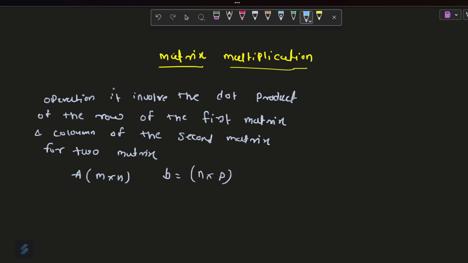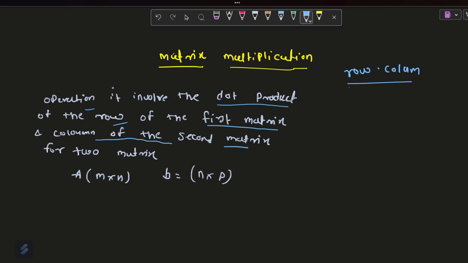The operation involves the dot product of a row of the first matrix and a column of the second matrix. It means we take the dot product of the row of the first with the column of the second. This is the simple thing that we perform in matrix multiplication.